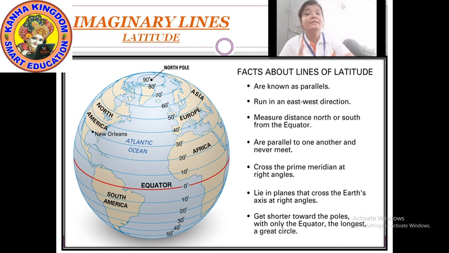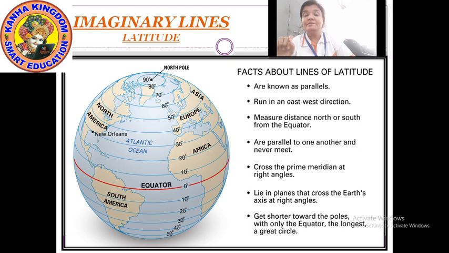And how many lines of latitudes are there? There are 181 lines of latitudes on the globe. These lines of latitudes, or the parallels of latitudes, cross the prime meridian at a right angle. The prime meridian I'll show you further when I explain that topic.